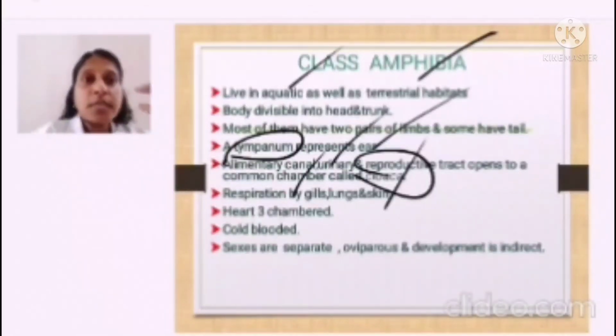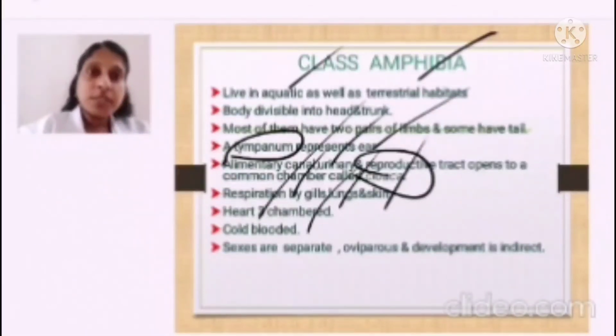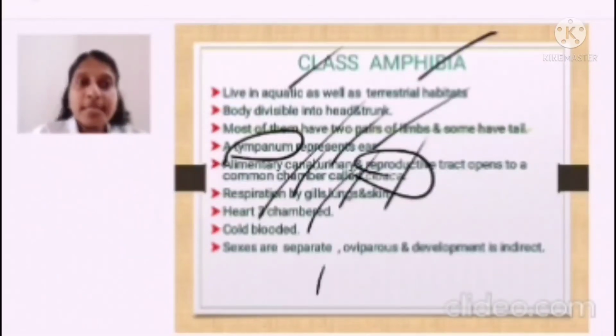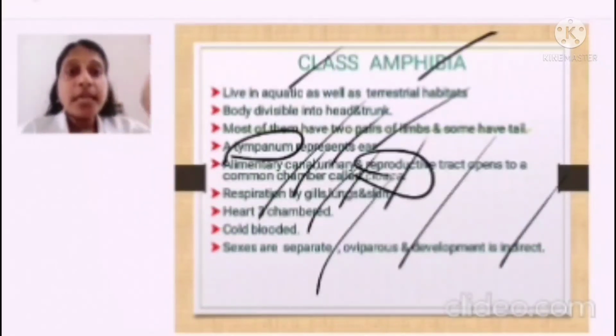Respiration: when in water, larvae respire with the help of gills, and adults, when they are in water, respire with the help of skin, and when they are on land, they respire with the help of what? Lungs. Okay. Heart, 3 chambered, 2 auricles and 1 ventricle. Cold blooded animals, temperature changes with the surrounding temperature, and sexes are separate. They are oviparous, meaning they first lay eggs and thereafter the baby hatches out. Development is indirect, which means metamorphosis is present, and the larva is not like an adult. Okay, that is regarding your Amphibia.